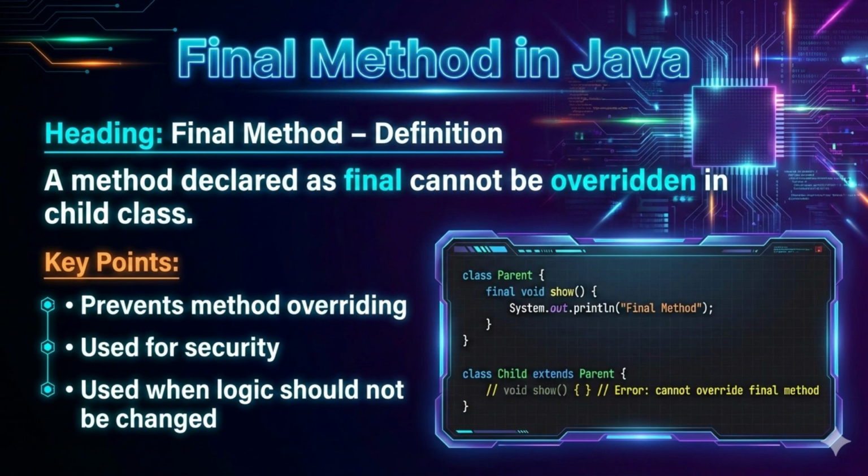Final method. A method declared as final cannot be overridden in a child class. Key points. Final methods prevent method overriding. Used for security. Used when logic should not be changed. If a parent class has a final method, then the child class cannot override that method.